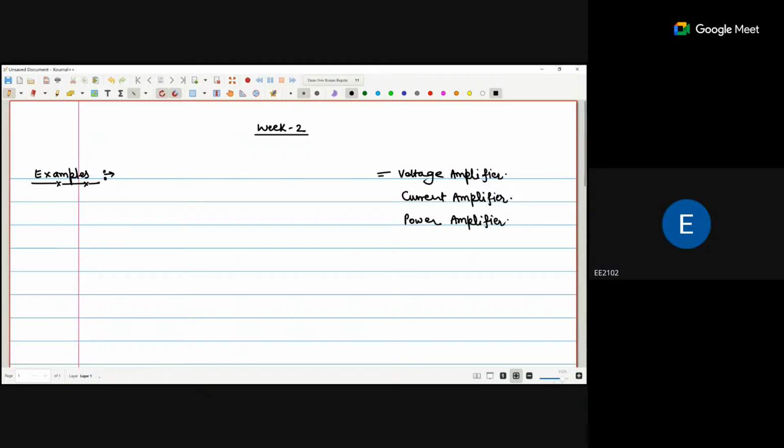Okay. Voltage amplifier basically increases the voltage, but along with that, the power should be constant. So basically, if voltage is increased, current should be reduced. Similarly, in the case of current amplifier, the current is increased, but power should be constant, so voltage will be reduced. And in the power amplifier, the power is increased, so the voltage is increased as well as the current is also increased.